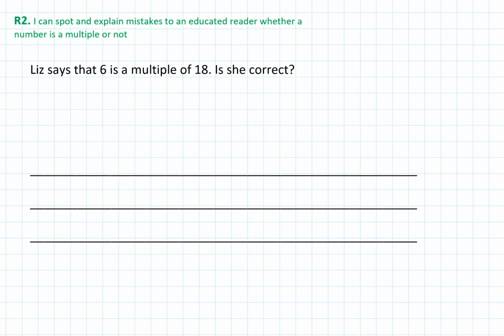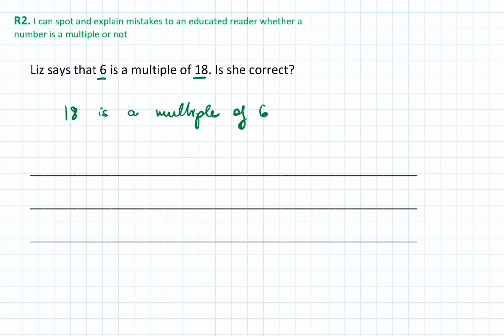Moving on to R2. Liz says that 6 is a multiple of 18. Is she correct? Now, at the first look, we might think that she is correct. But if we read the question carefully, we'll figure out her mistake. Liz says that 6 is a multiple of 18. Is that correct? No, it is not. Because in fact, 18 is a multiple of 6.